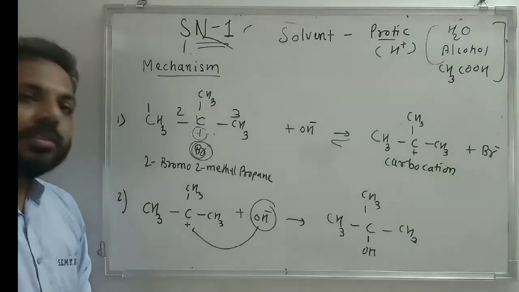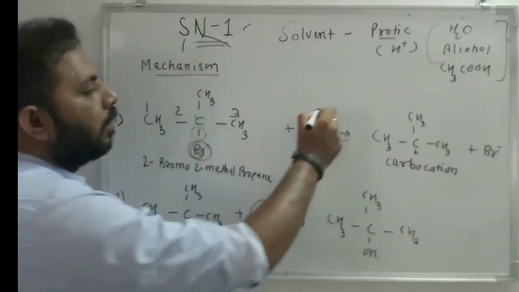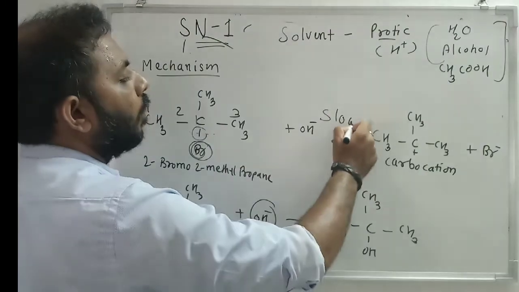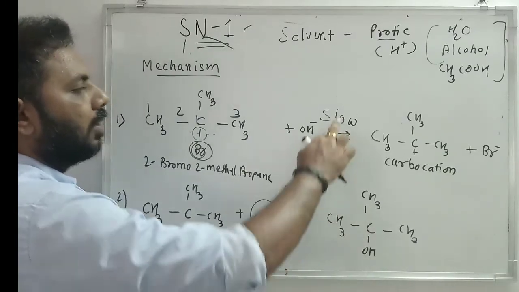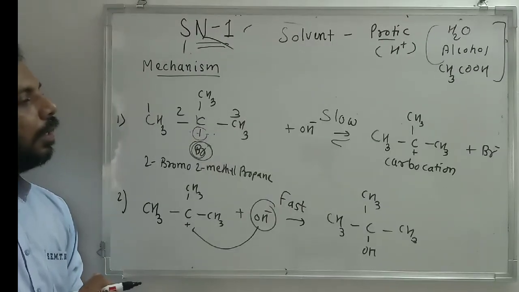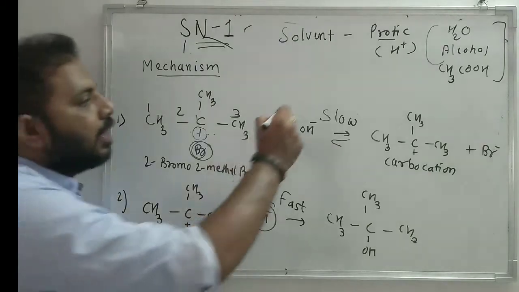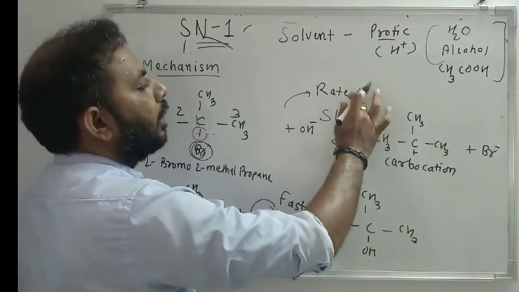Now, this reaction is taking place in 2 steps. Step number 1 is slow step and step number 2 is fast. So this is slow, this is fast. Okay. Now, slow step is always a rate determining step. So this is a rate determining step.